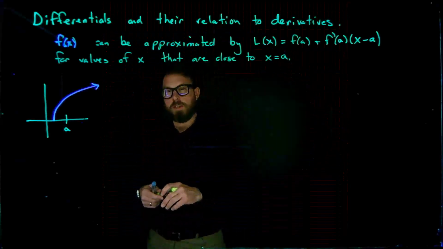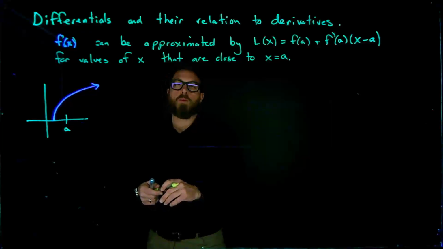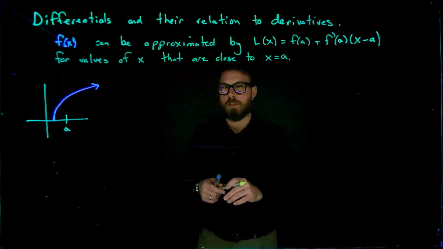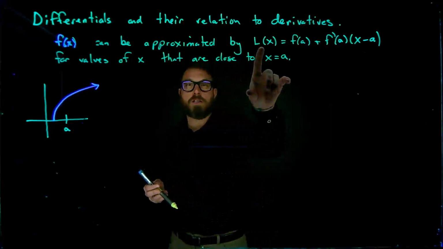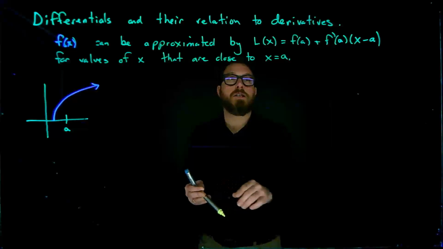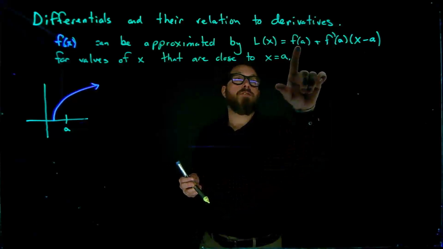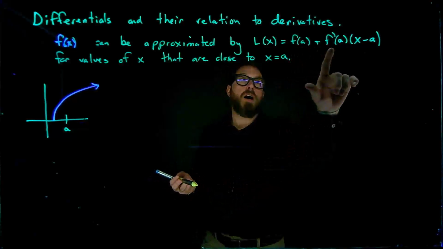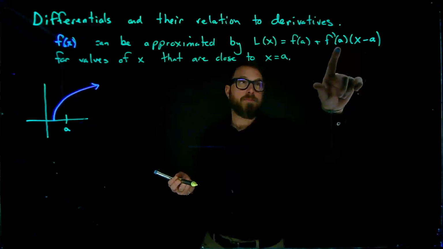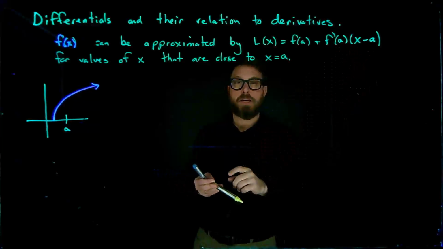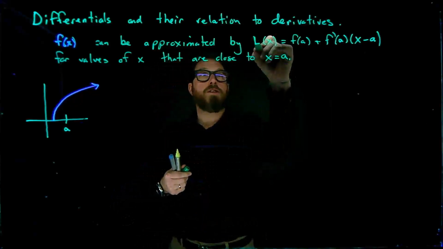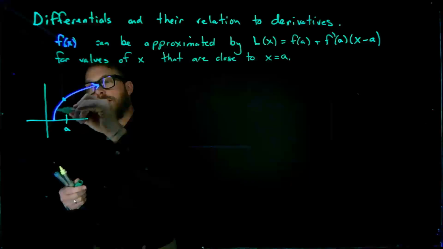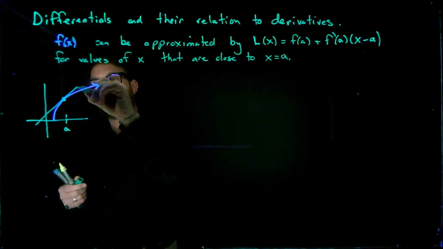So in a previous video, we talked about how we can approximate a function near a center x equals a using a tangent line. So the linear approximation, or your tangent line L of x, is equal to that y-intercept, which is f of a, plus the slope, which is going to be f prime of a, multiplied by x minus a. And this L line would be the tangent line to this particular curve.